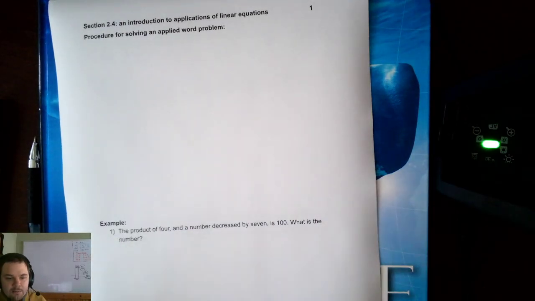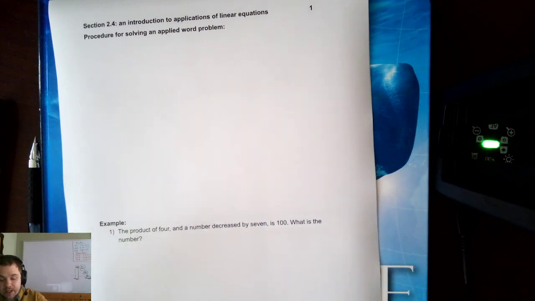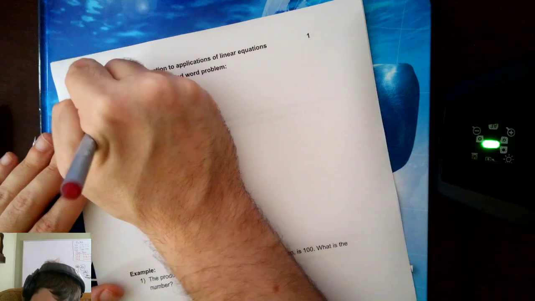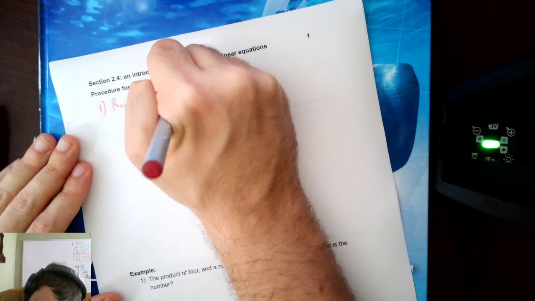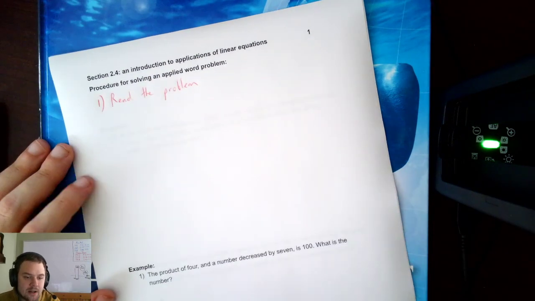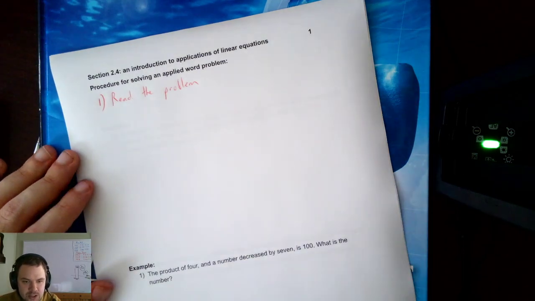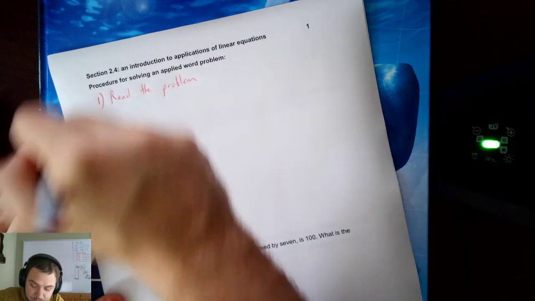Today we're going to be talking about Math 100, section 2.4, and this deals with applications of equations, which are frequently referred to as word problems, right? So first, let's talk about the procedure for solving word problems. The first step is read the problem. And you'll want to make sure you read carefully. The choice of words in the problem can help you determine how you're supposed to solve it. So make sure you're reading the problem carefully, right?